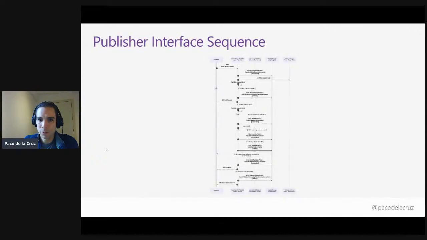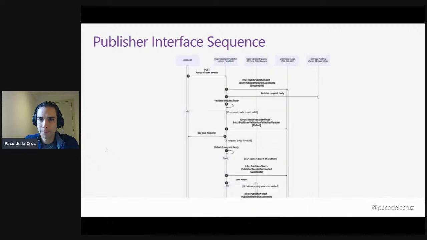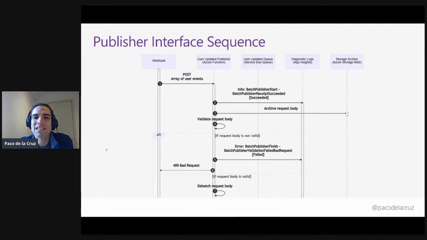So let's go through the publisher interface sequence. We have the webhook, the publisher function, and the queue, but now we also have App Insights to capture the diagnostic logs, and the storage account to archive the original request payload. The webhook will post the array of user events, and then we capture the batch publisher start event. The event ID would be batch publisher received succeeded. This is very granular again. We'll see this in the demo.